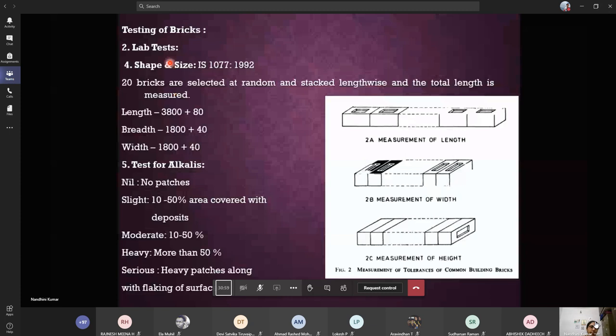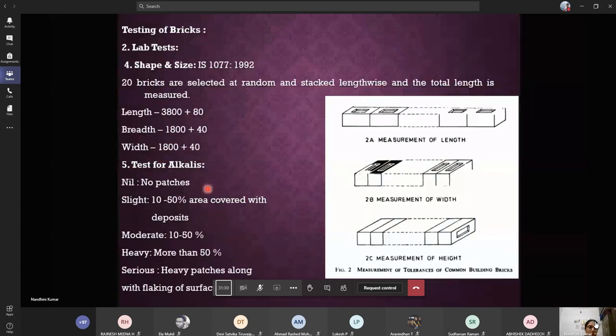And testing of the bricks: we have the lab test, and shape and sizes based upon IS 1077-1992. 20 bricks are selected at random from the stock, stacked lengthwise, and the total length is measured. You arrange everything and measure the total length. It should be 3800 plus or minus 80. The breadth should be 1800 plus or minus 40. Width is 1800 plus or minus 40.